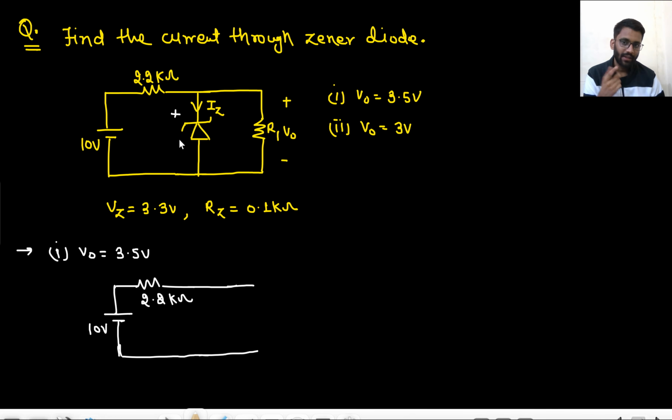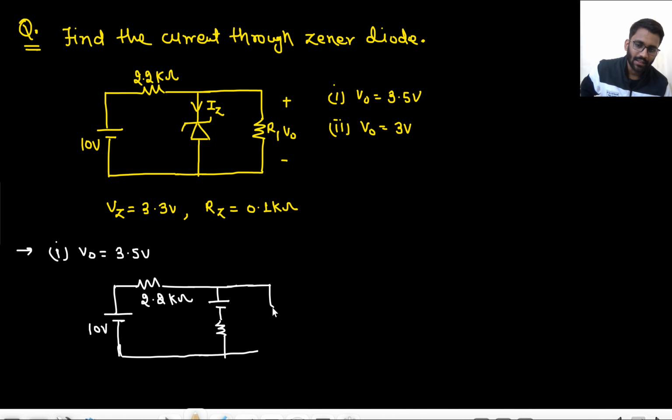3.5 volt. At N you are having positive, at P you are having negative. So in the negative direction you are having 3.5 volt, and Zener breakdown is 3.3 volt. That means certainly it will go into the breakdown region. So it will be replaced with a battery and a resistance.